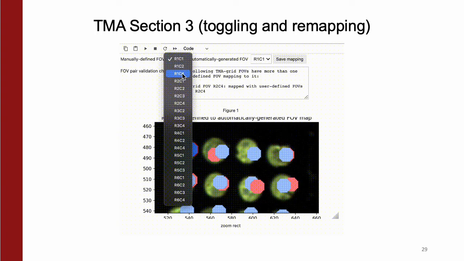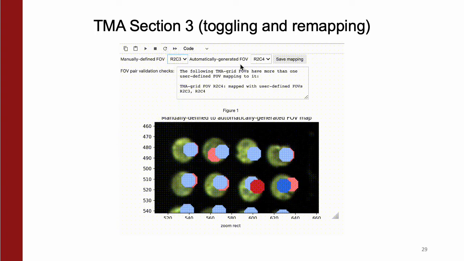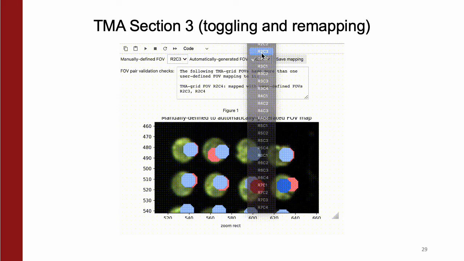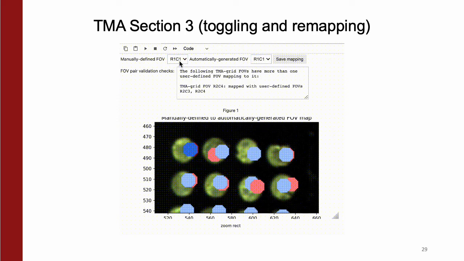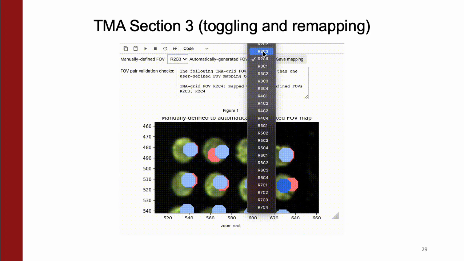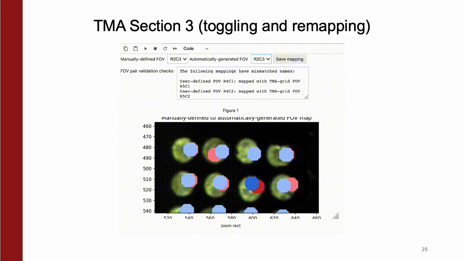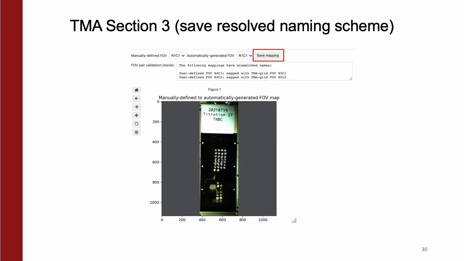You can also highlight different mappings by using the manually defined FOV menu, and if you need to adjust the naming scheme of a FOV, you can use the automatically defined FOV menu to change it. As you can see demonstrated, the colors will change accordingly. Finally, when you're done, click the Save Mapping button to finalize the renaming scheme.